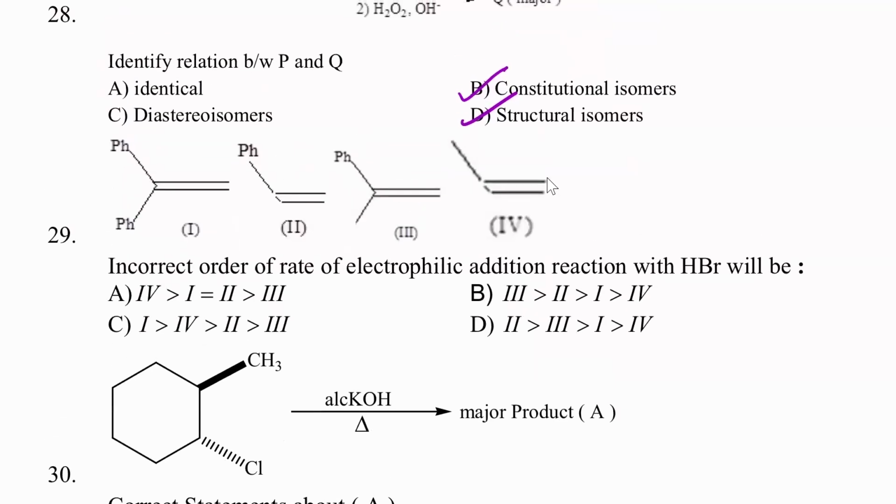Incorrect order of the rate of electrophilic addition with HBr. Just check out the most stable carbocation. Here is the most stable carbocation. Then next is this one. Next is this one. The least is this one. So 1, 3, 2, 4. So one is the most reactive one. So 4 and 1. Sorry, we need to find the incorrect one. So I was correct, trying to figure out the correct one. Sorry. This is incorrect. This is also incorrect. In fact, all of them are incorrect orders.